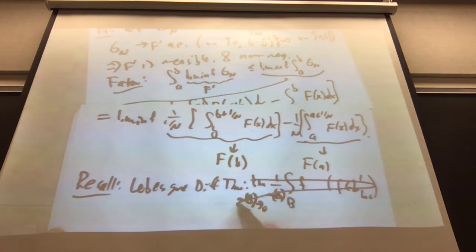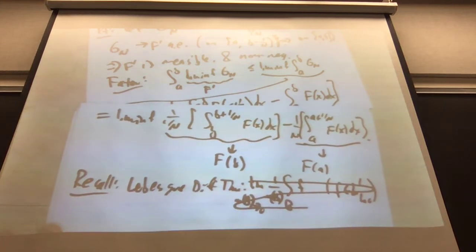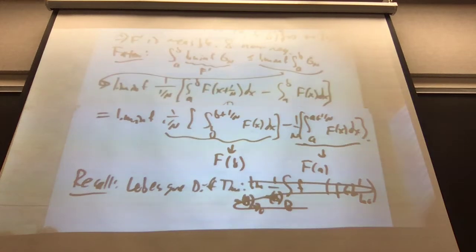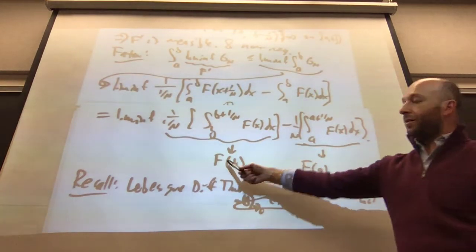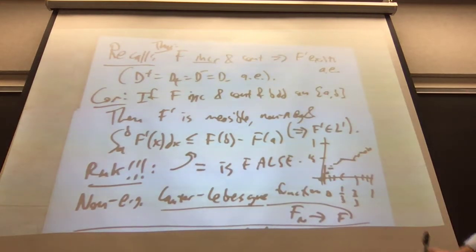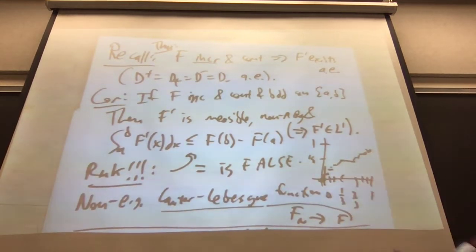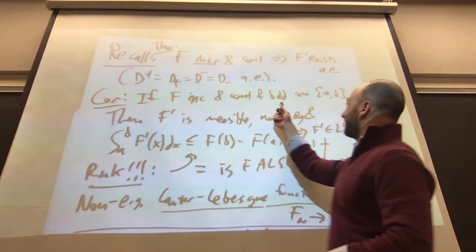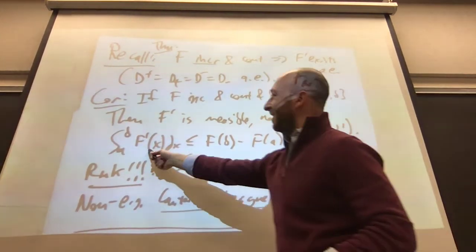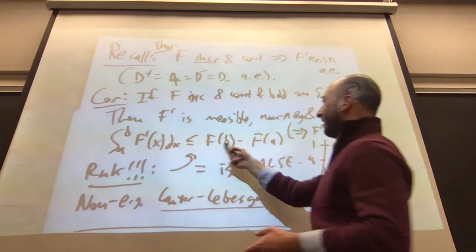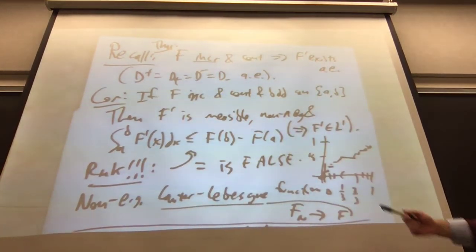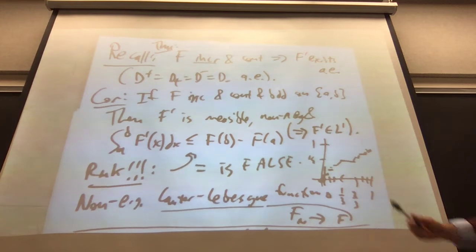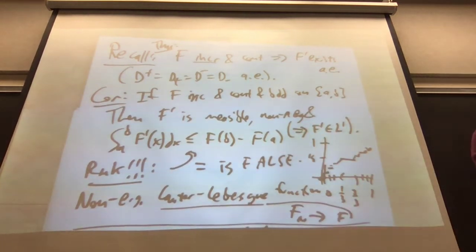Wait, what's the continuous function here? Big F. Do we assume that's continuous? Yes. Because the Cantor-Lebesgue function is continuous, right? That's the crazy thing about it. So it's increasing, continuous, and bounded, and yet its derivative is 0 almost everywhere, and when you integrate 0, you don't get 1. Okay, so f was increasing.